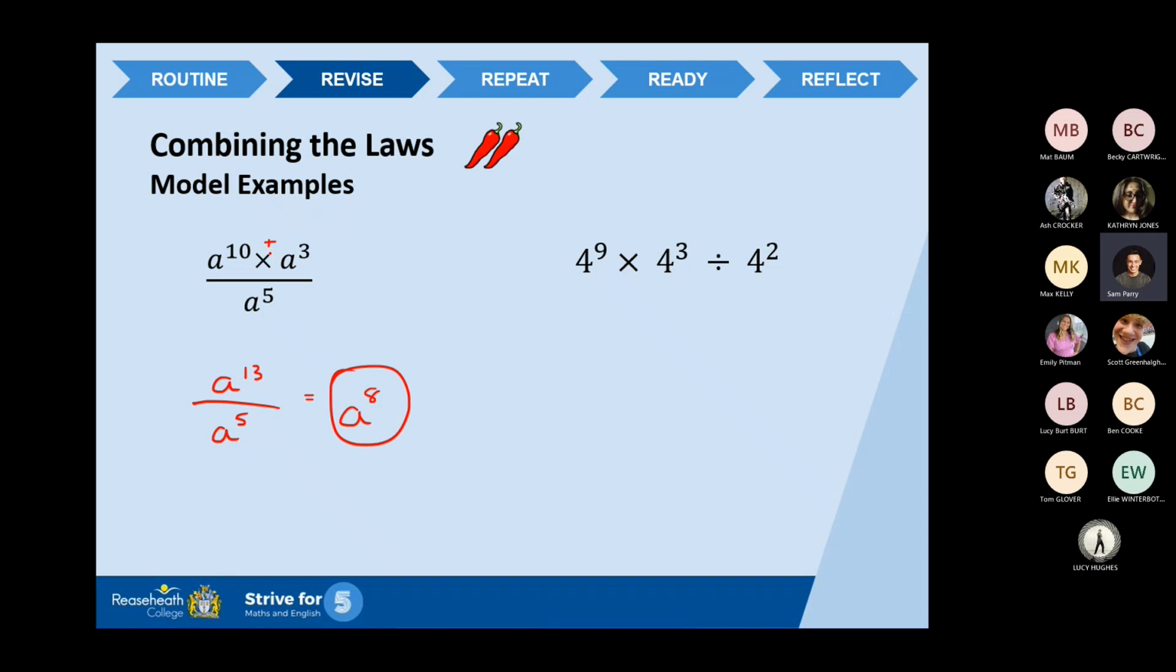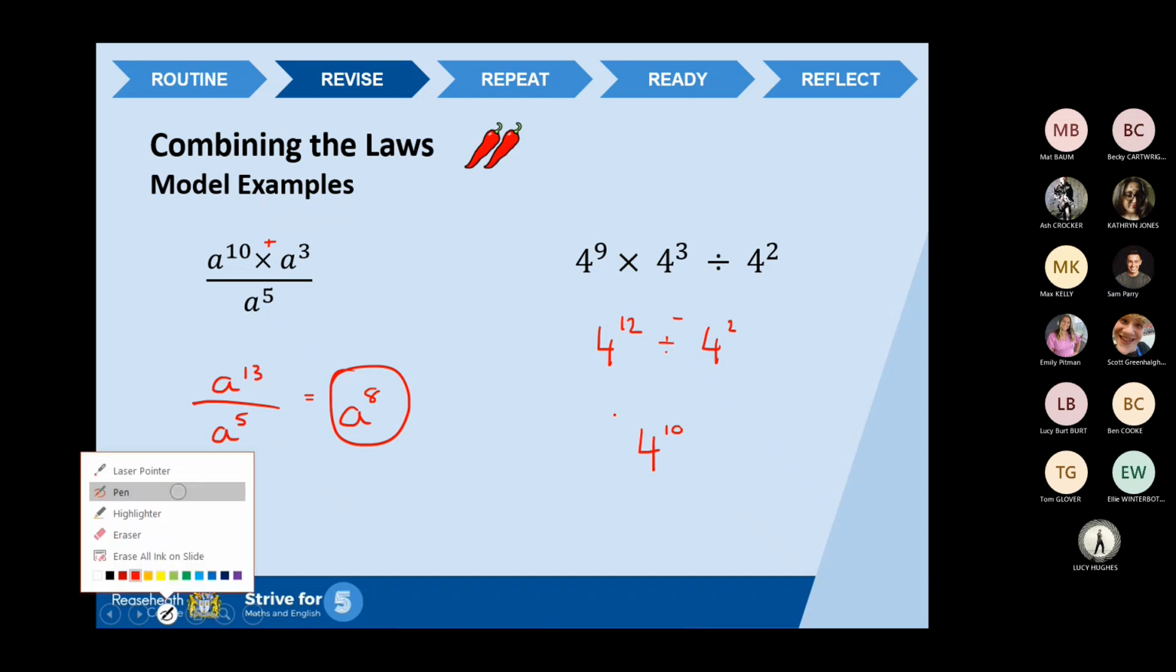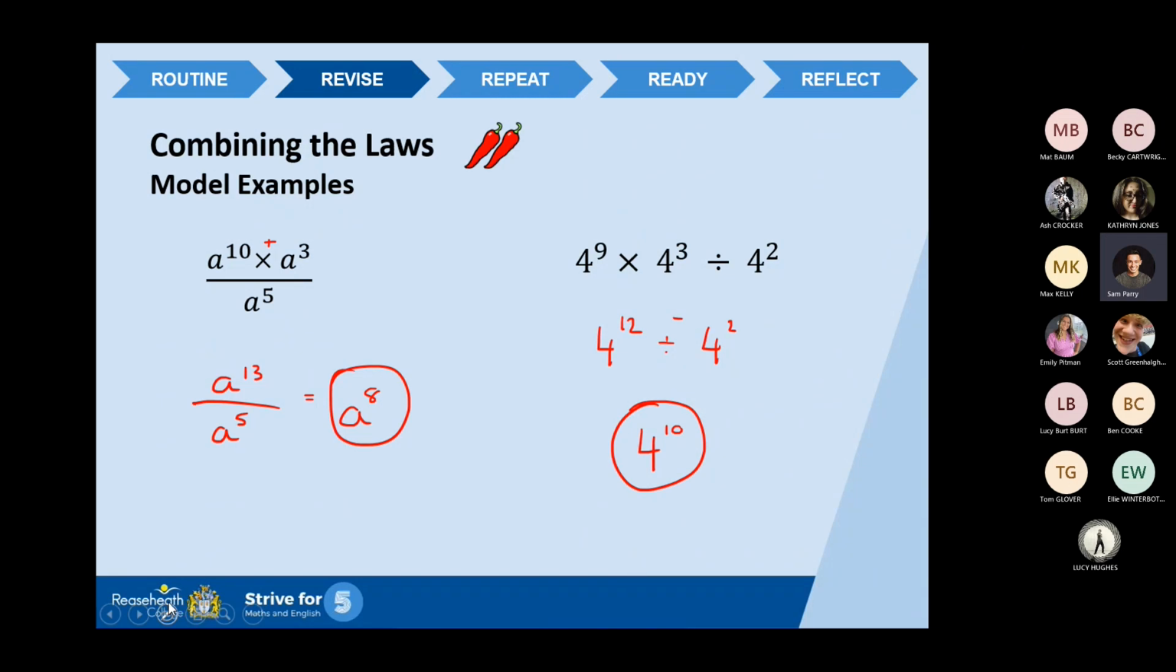Okay, so I've completed two different laws. I've added and then I've taken away, and it's the same here really. 4 to the power of 9 times 4 to the power of 3. Well, 9 add 3 is 12, so it's going to be 4 to the power of 12 divided by 4 to the power of 2. Once again, it's a divide, which means take away. So I'm doing 12 take away 2, which is 10. It's going to be 4 to the power of 10. And I'll circle that one as well. So there's my final answer. So we're combining laws. Okay, so you add and then you subtract here, and we did the same here. We added 9, add 3, and then we took away the 2.